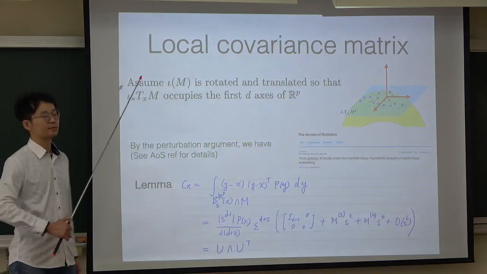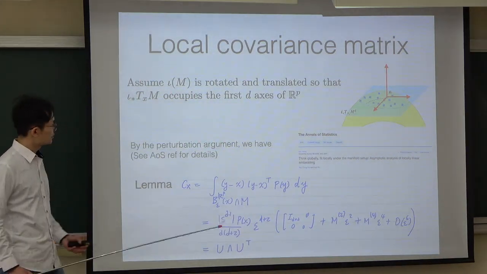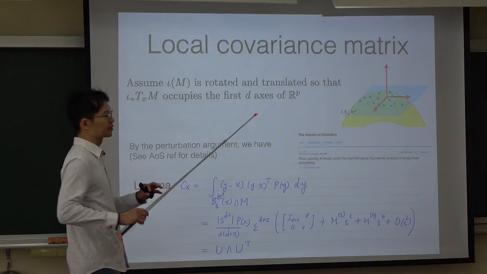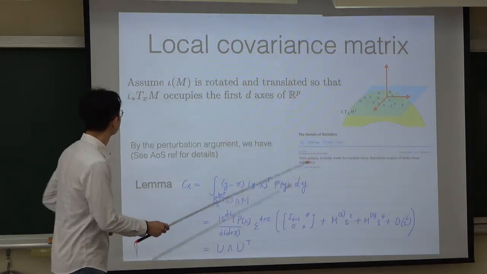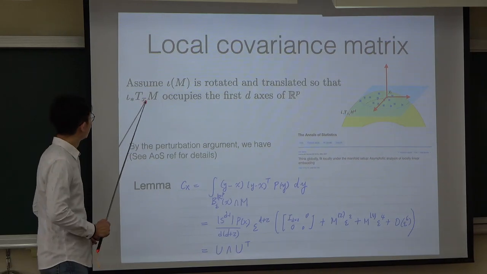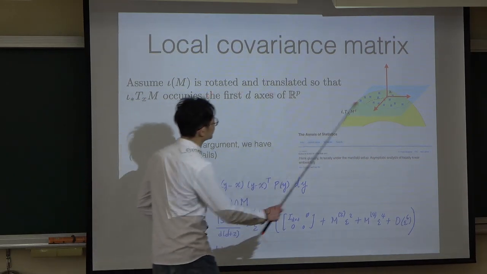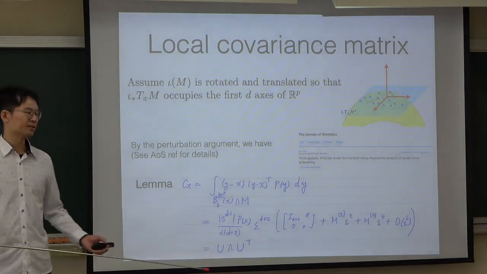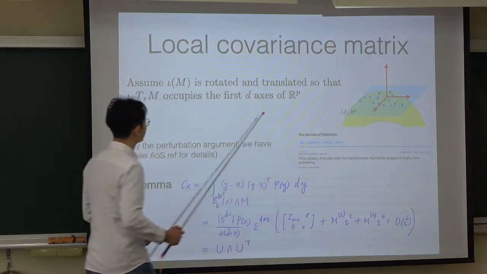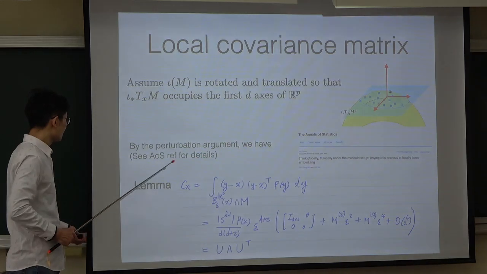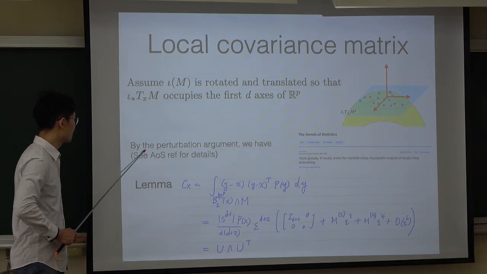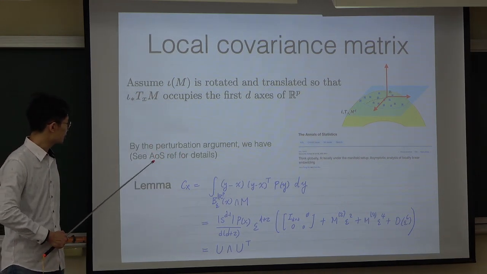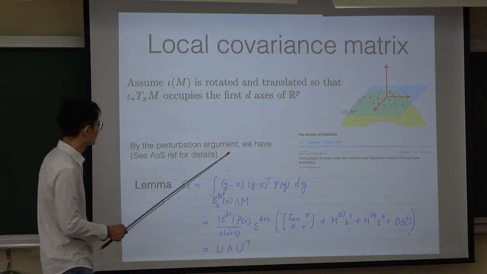So now let's make some assumptions so that we can continue with the analysis and the results. Let's assume the manifold has been rotated and translated properly so that the embedding of the tangent space at x occupies the first d axes of R^p. You can always do it because everything is local and it doesn't really matter where you are. Then by the perturbation argument, if you have interest, you can see this paper for details, and we may have a separate lecture to discuss this perturbation argument in the future.